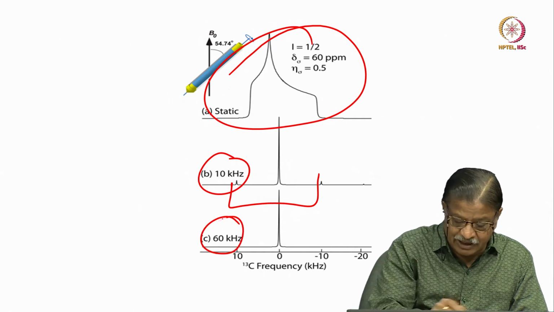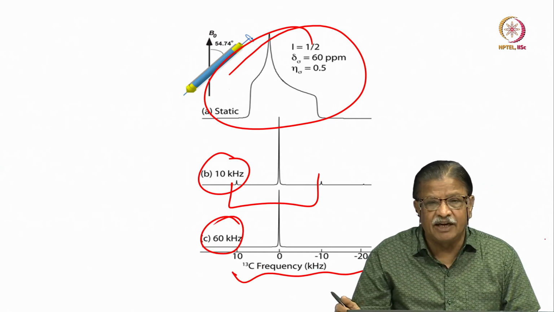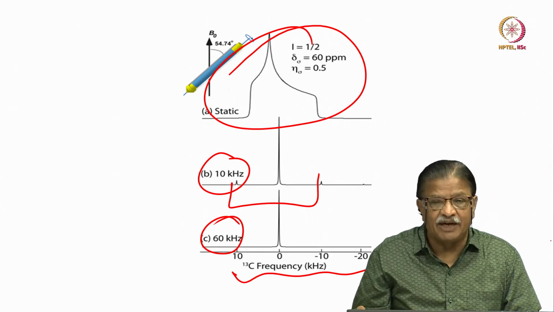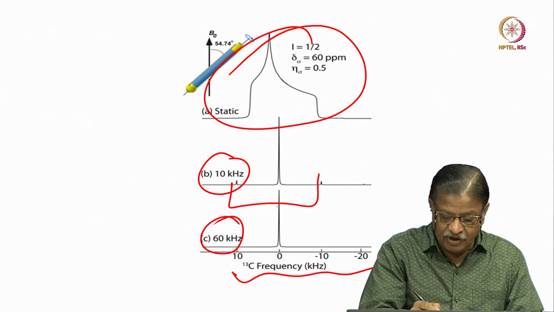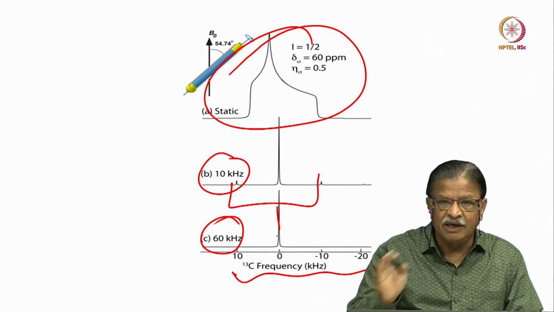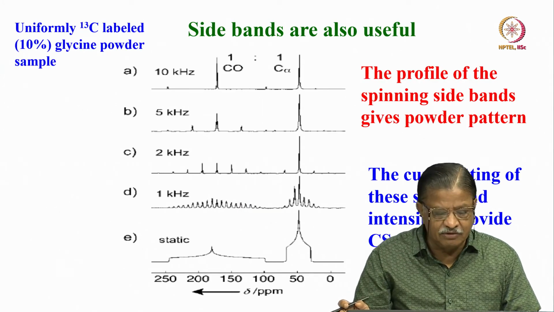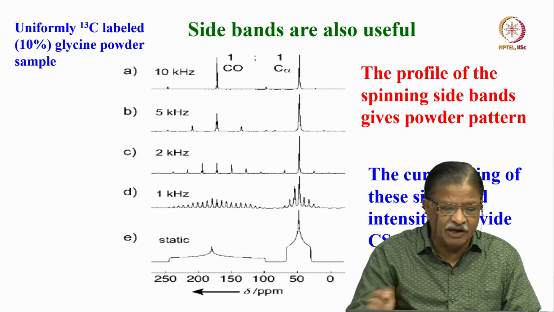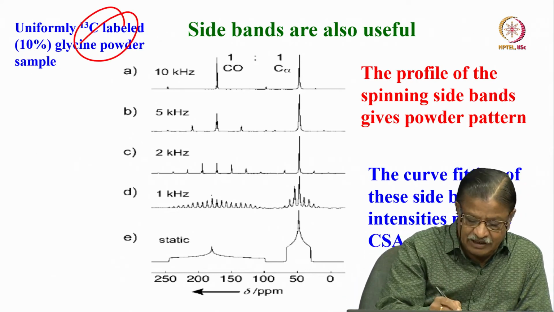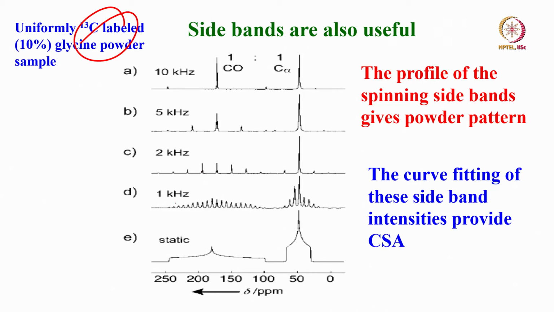If you spin at 60 kilohertz, you see the carbon 13 NMR with absolutely no side bands, completely removed. You get only one peak at the isotropic chemical shift position. So, this is what I wanted to tell you: we are removing the side bands, but we can also use side bands. If you spin at a lower spinning speed like 1 kilohertz, 2 kilohertz, you get side bands, and we can do curve fitting of these side bands.